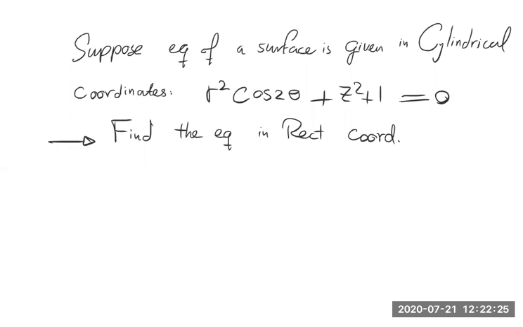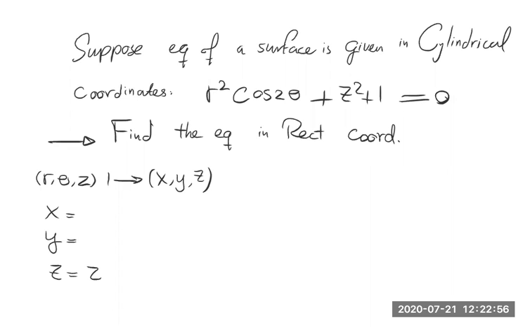So the equation now is in terms of r, theta, and z. We want to write down the equation in terms of x, y, and z. Okay, that's the idea. So what are the things we need to use? What are the things we should use? We need to use some facts. We need to know what is x, y, and z.